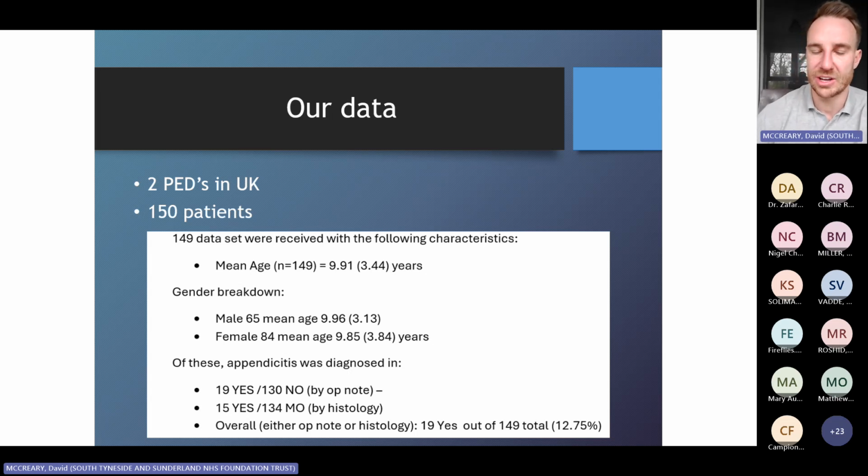So just a final bit before handover. We've done some data looking at patients. We're aiming for 150. We've got 149 at the moment. Sorry, this is in the way. I can't read that because I've got something popping up on my screen. So you can see a mean age of around 9, more females than males, and about 12-13% were found to have appendicitis.